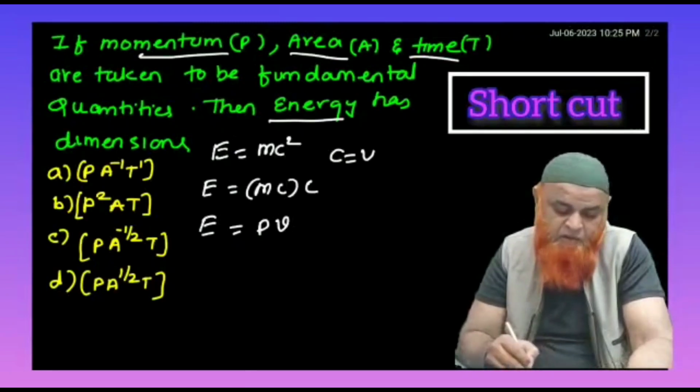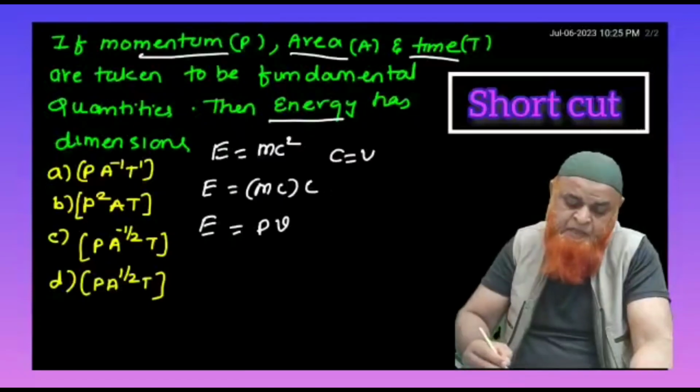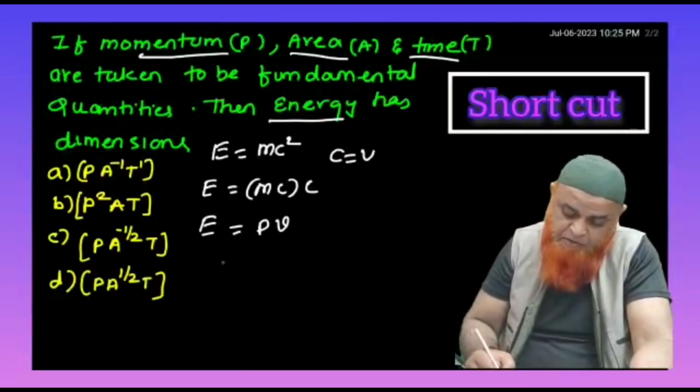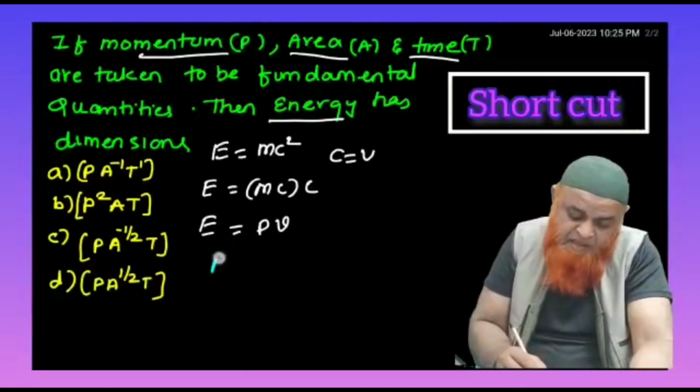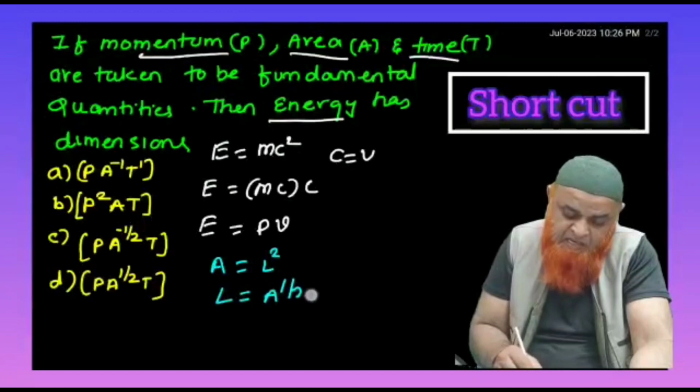But again, you have to write velocity in terms of area and time. How are you going to do that one? It's very simple. You can just see here what I am going to do now. I'll be writing here area. Area is nothing but L square. That means L is nothing but A power of 1 by 2.